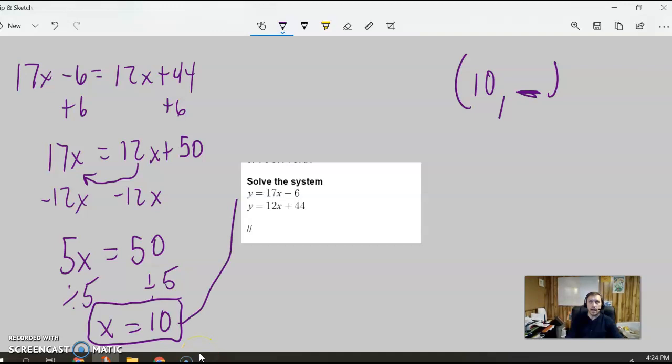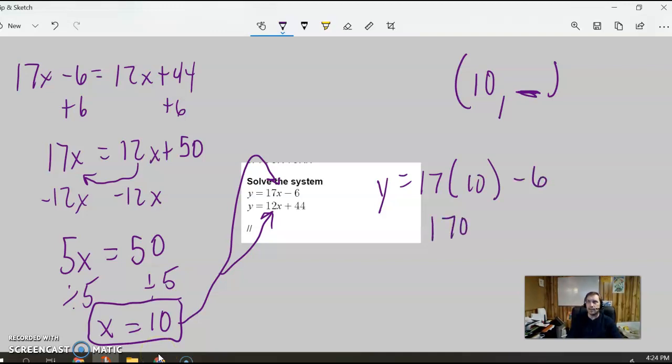And in order to find y, plug it into either the top equation or the bottom equation. I'm going to pick the top equation, y equals 17, my x is 10, minus 6, and I get 170 minus 6, which is 164.